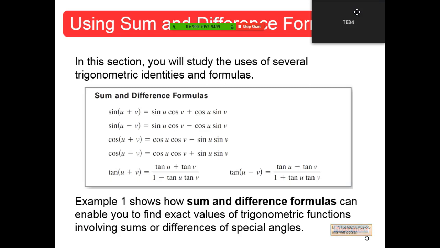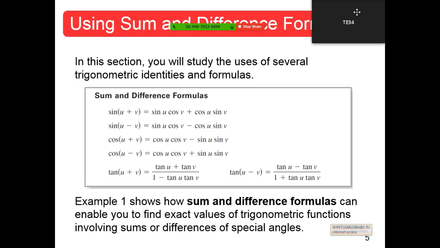So in this section, you will study the use of several trigonometric identities and formulas, and here they are. The sine of u plus v, the sine of u minus v, the cosine of u plus v, the cosine of u minus v, the tangent of u plus v, and the tangent of u minus v. Now you might think, oh, are these six things to memorize? Not really, because I'll show you sort of an easy way to do it. I hate memorizing, so I don't memorize, okay?